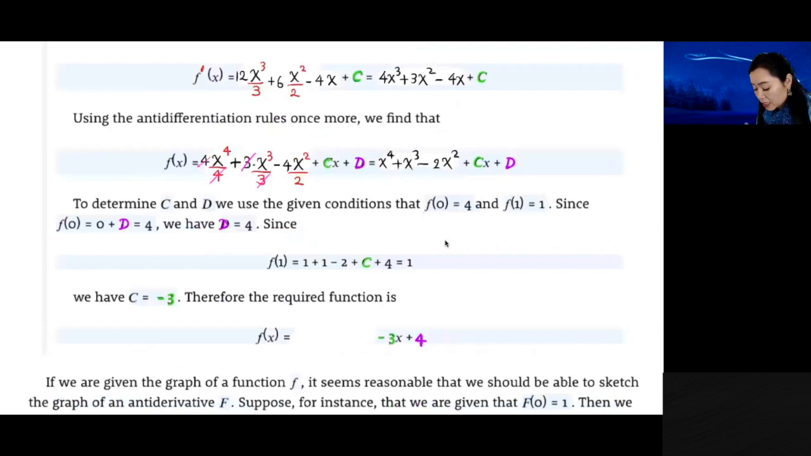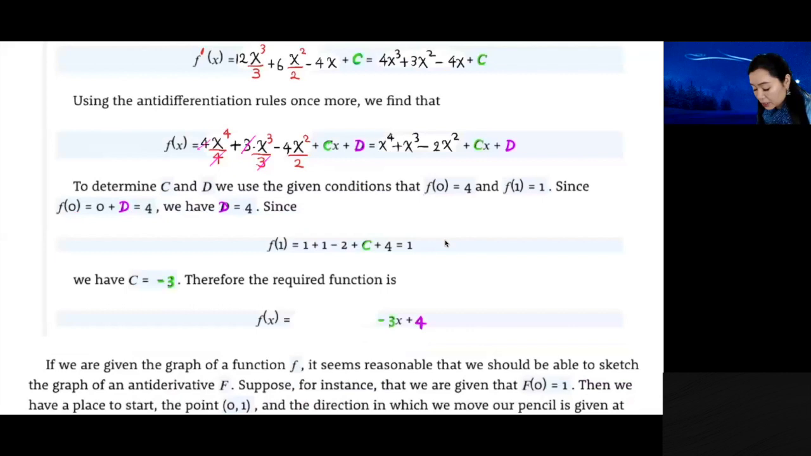Now, we're given two actual conditions, so you can use those conditions to figure out what those constants c and d are. We've got f of 0 equal to 4 and f of 1 equal to 1. Let's use f of 0 equal to 4. Substitute 0 into x. All those terms become 0. You're left with d. So 0 plus d is equal to 4. Remember this 4 over here. So therefore, d is equal to 4. So we figured out this d.